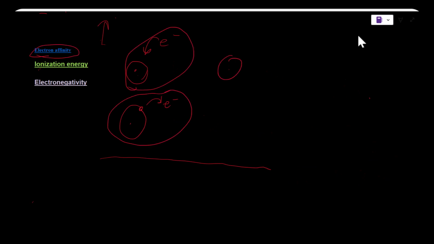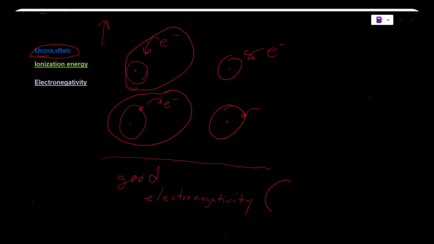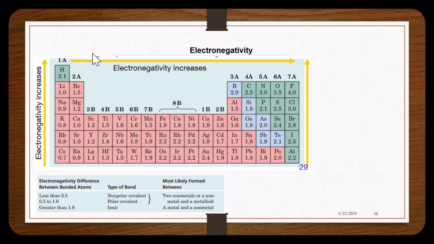So when an atom can attract electrons to it, and when an atom can hold an electron in its orbit, those add up to good electronegativity, and that atom will compete very well when it comes to competing for electrons with other atoms. Here's a periodic table with the electronegativity of each atom.